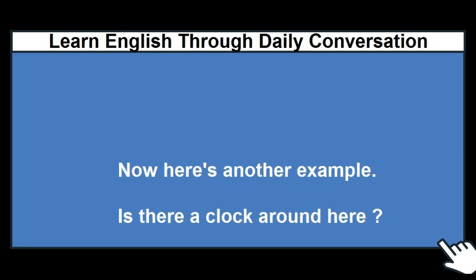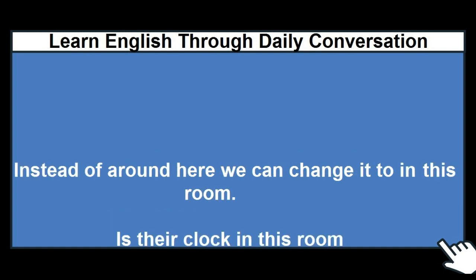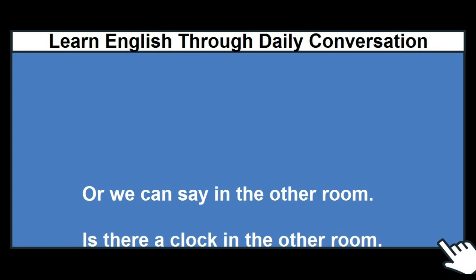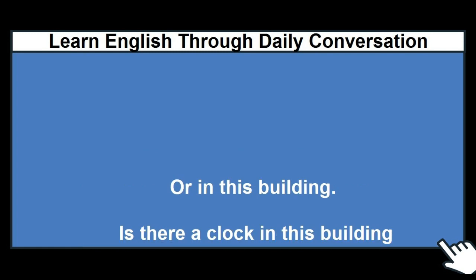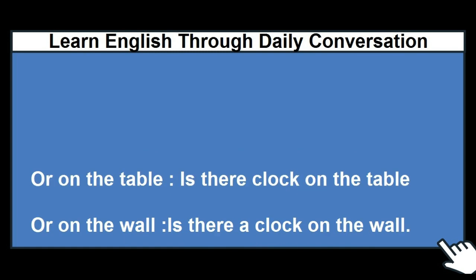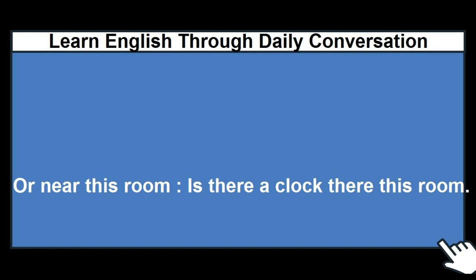Now here's another example. Is there a clock around here? Instead of around here, we can change it to in this room. Is there a clock in this room? Or we can say in the other room. Is there a clock in the other room? Or in this building? Is there a clock in this building? Or on the table? Is there a clock on the table? Or on the wall? Is there a clock on the wall? Or near this room? Is there a clock near this room?